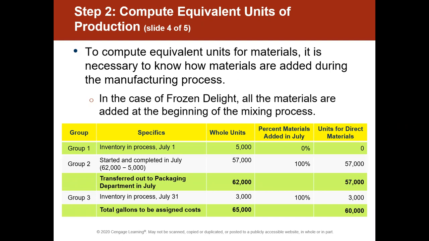So to compute the equivalent units for materials, it's necessary to know how materials are added during the manufacturing process. Again, in this case, all materials are added at the beginning of the process. Again, the problem will have to tell you this. And again, that makes more words to have to deal with. Anyway, that's just a summary of what we've already looked at.